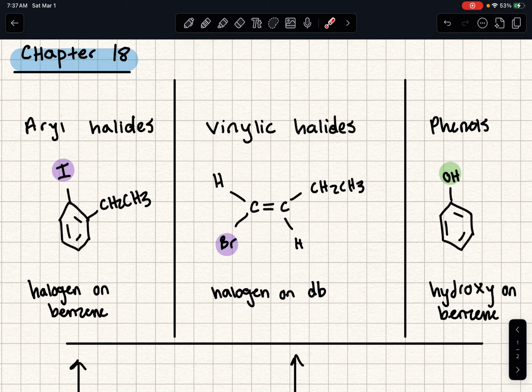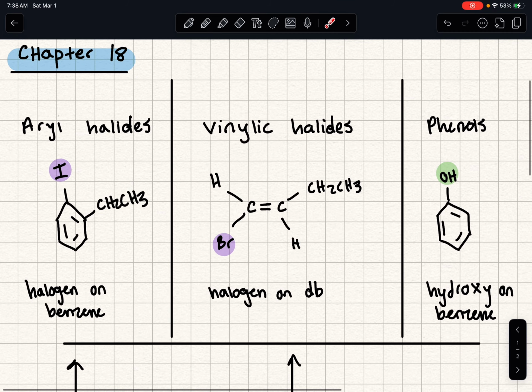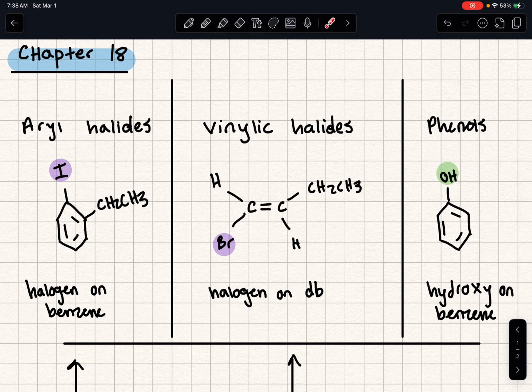Vinylic halide. So halide refers to halogen. Vinylic refers to double bond. Okay, so you have a carbon-carbon double bond, and then vinylic refers to something directly attached to the double bond. So here you see we have a double bond, and directly attached to the double bond is the halogen, a vinylic halide. Halogen on the double bond. So this is basically an alkene, as we all know.